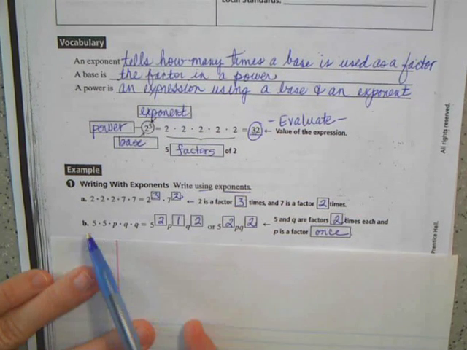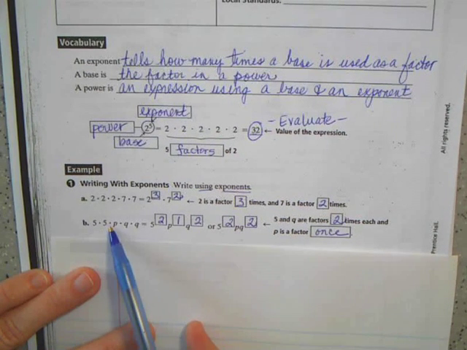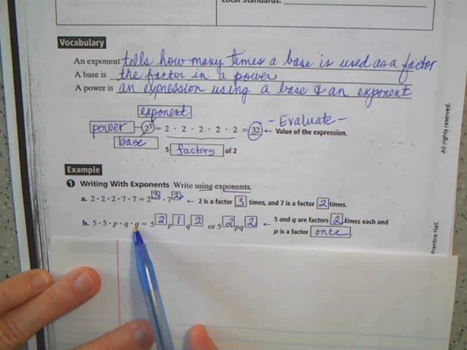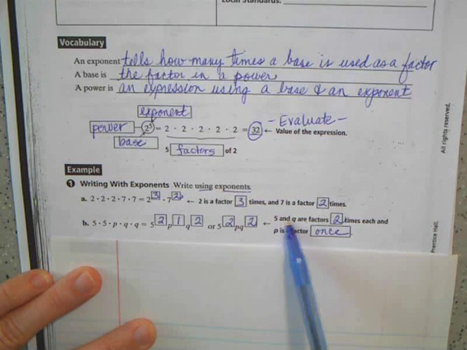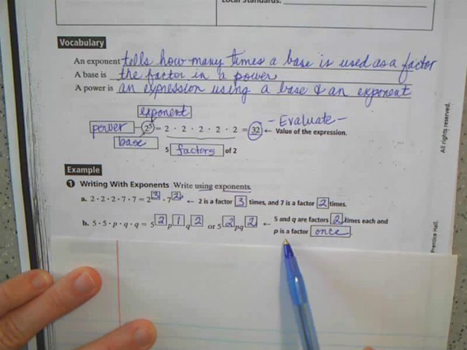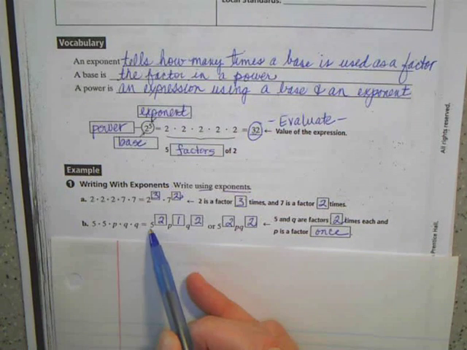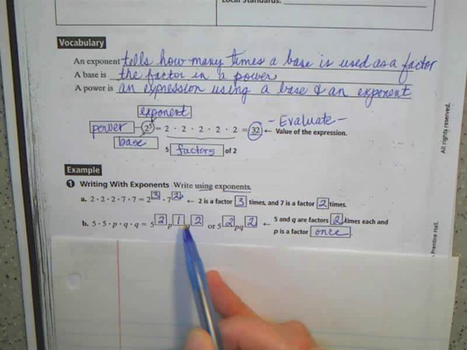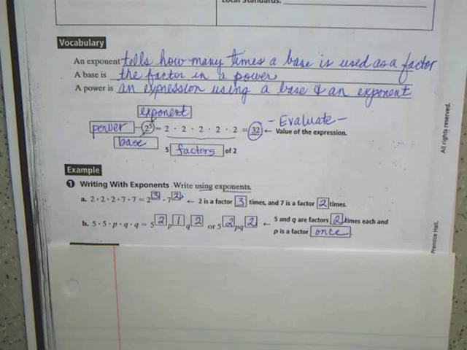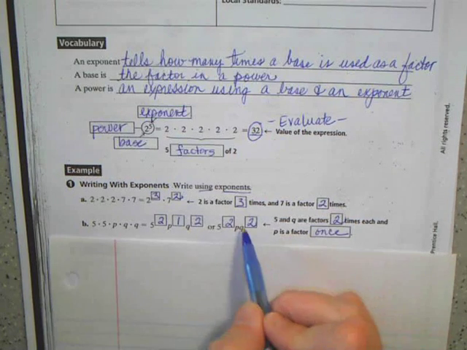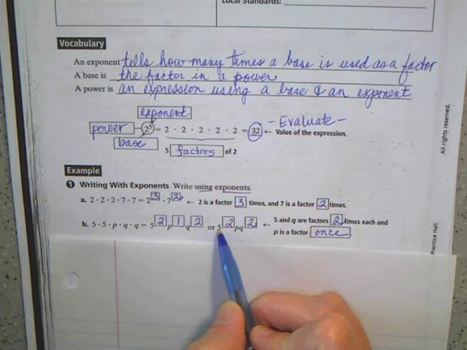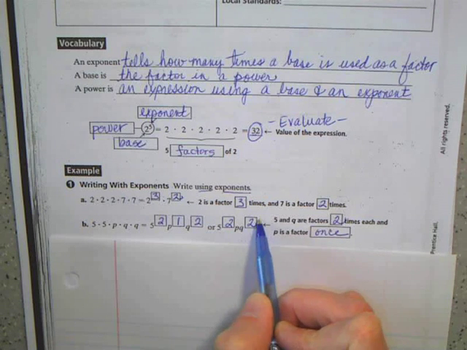B. We have 5 times 5 times P times Q times Q. So 5 and Q are factors 2 times each, and P is a factor once. So just going with that, that gives me 5 squared P to the 1st, Q to the 2nd. And most often we don't even write the 1st power of anything, so 5 squared P, Q squared.